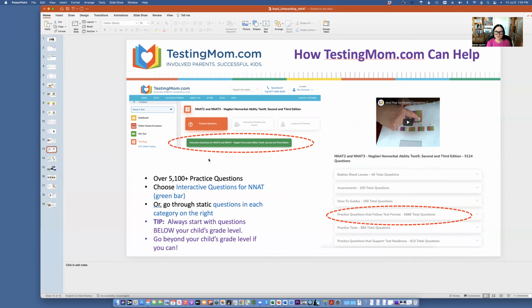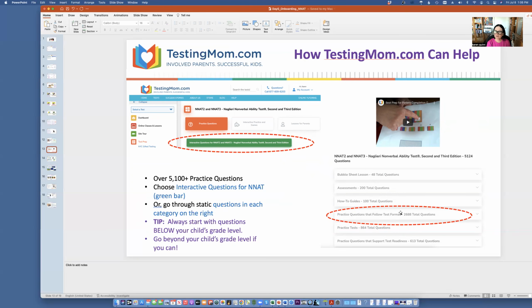And when you open up the section, you're going to see a lot of materials. In the practice section part of the NNAT page, we have over 5,000 practice questions your child will be able to work with. And they start with literally pre-K all the way to 8th or even 9th grade level questions. And so you can start with those easier questions, like I was telling you, and work your way through to your child's grade, and then go past their grade level.